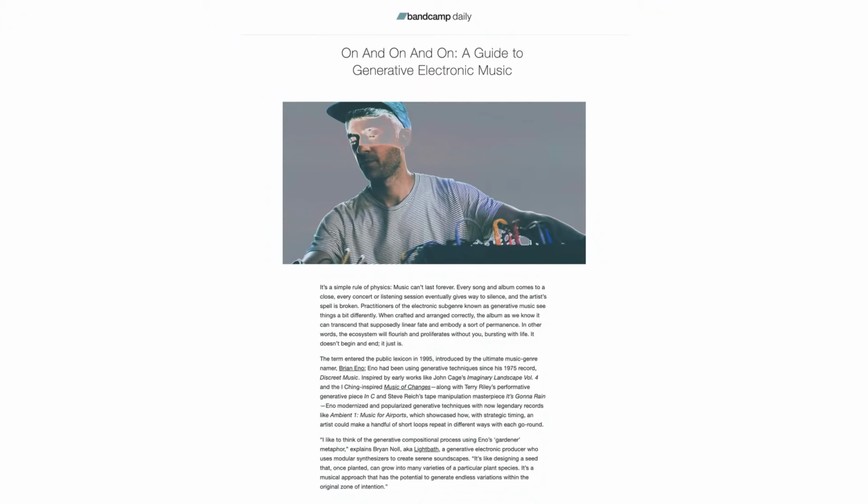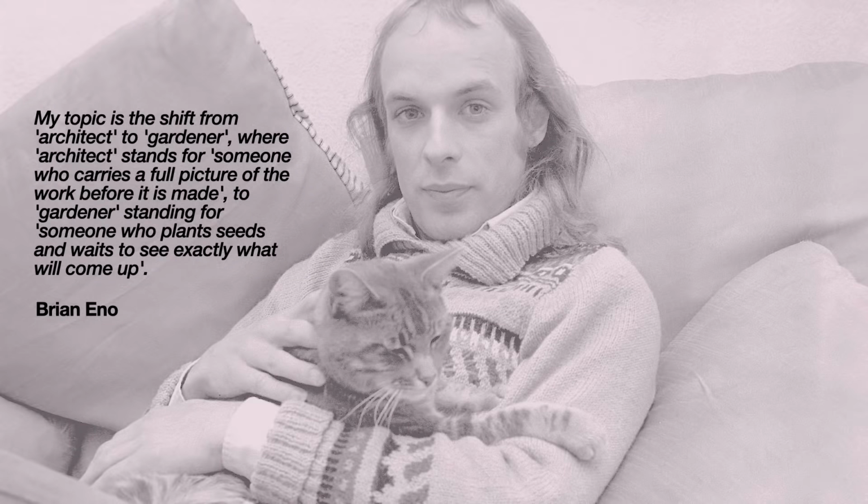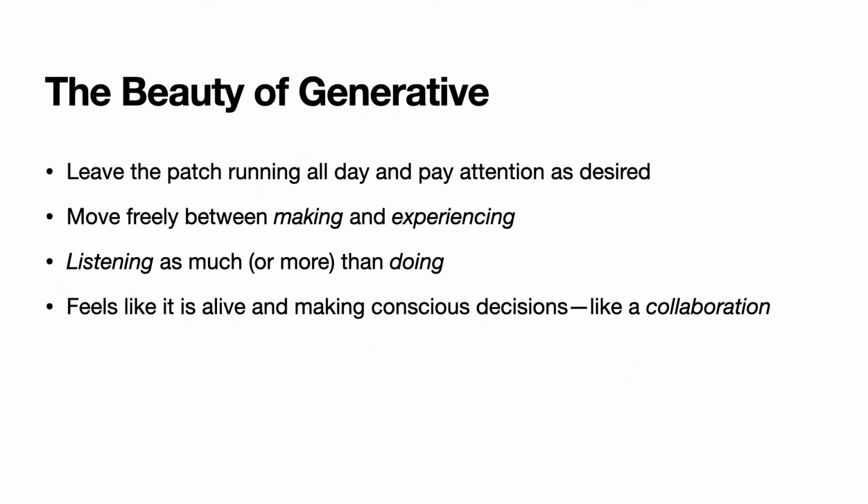Bandcamp asked me recently about generative electronic music, and I quoted Brian Eno. My topic is the shift from architect to gardener, where architect stands for someone who carries a full picture of the work before it is made, to gardener standing for someone who plants seeds and waits to see exactly what will come up.